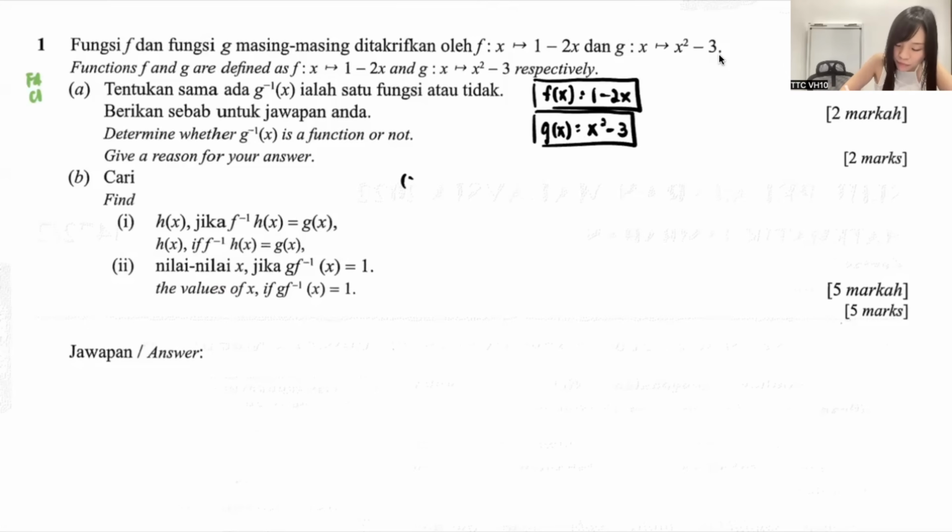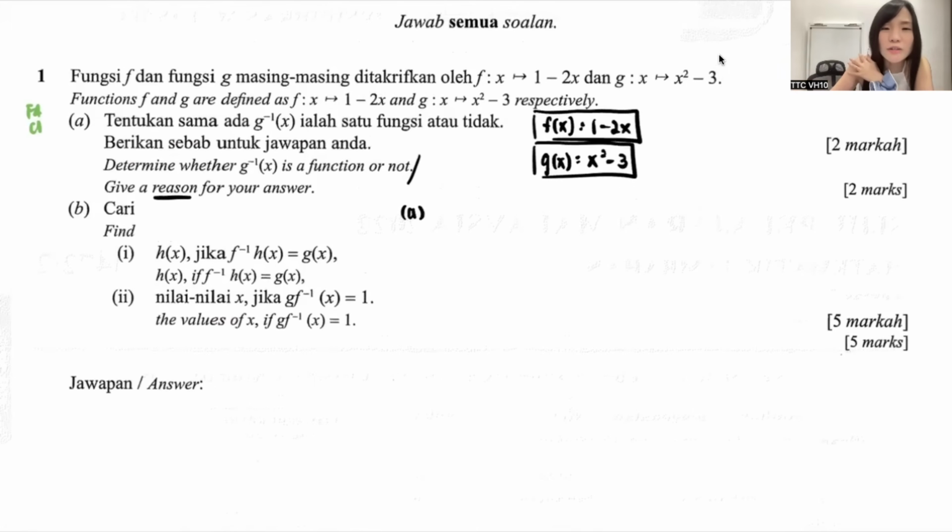Now (a), they say, determine whether g inverse is a function or not. Give a reason for your answer. 2 marks. So definitely answer yes or no, 1 mark. Give a reason, 1 mark. So there go your 2 marks. So how do you know whether they are functions or not? Let me give you a context about what is a function.